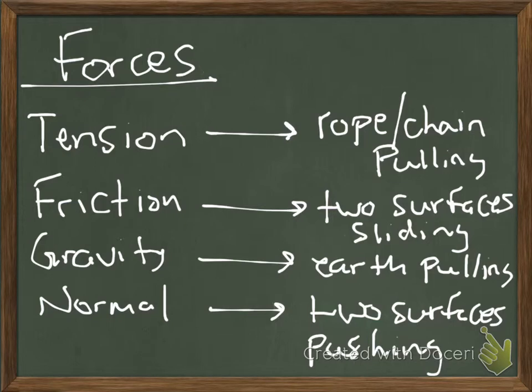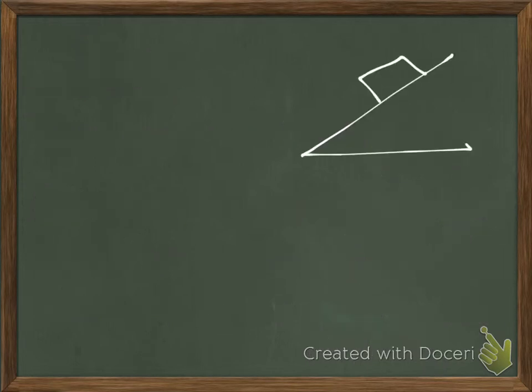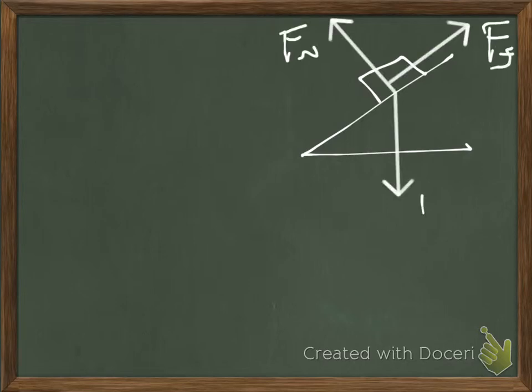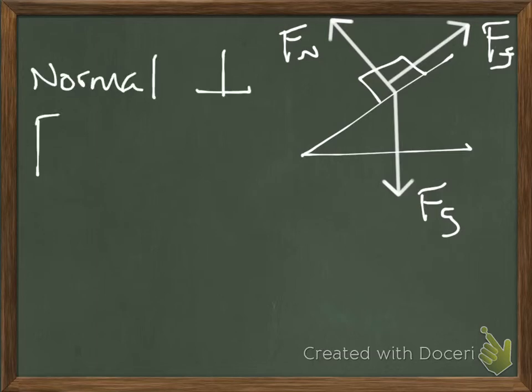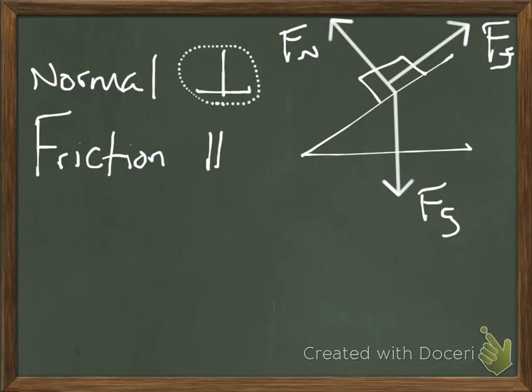Alright, so let's compare the normal and friction really quick. So we've got a block on a hill here. If we draw our force diagram, it's going to look like that. So we got gravity down, normal is perpendicular to the surface, and friction is parallel. So this is the notation. You may remember this from math, where for the normal force that means perpendicular, and for friction that means parallel.